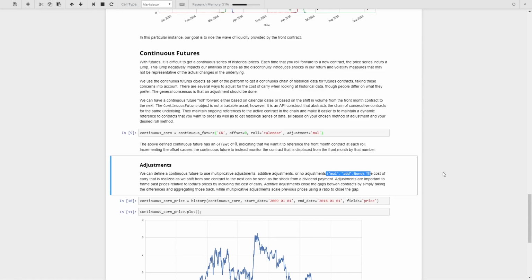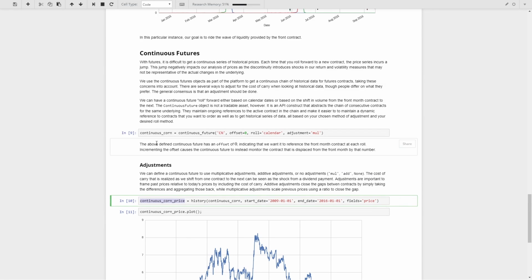And it's neither here nor there whether you want to do a multiplicative adjustment or an additive adjustment, or even if you just want to have no adjustment at all. But the general consensus in the wild is that some sort of adjustment needs to be made. For some underlyings, people prefer a multiplicative adjustment, and for other underlyings, people prefer an additive adjustment. But generally, people want an adjustment.